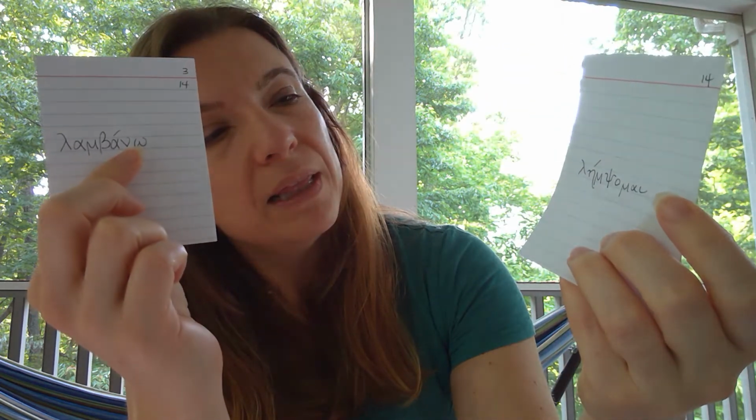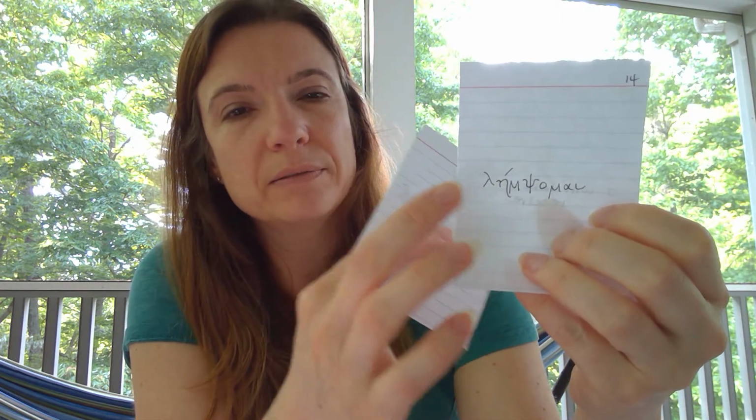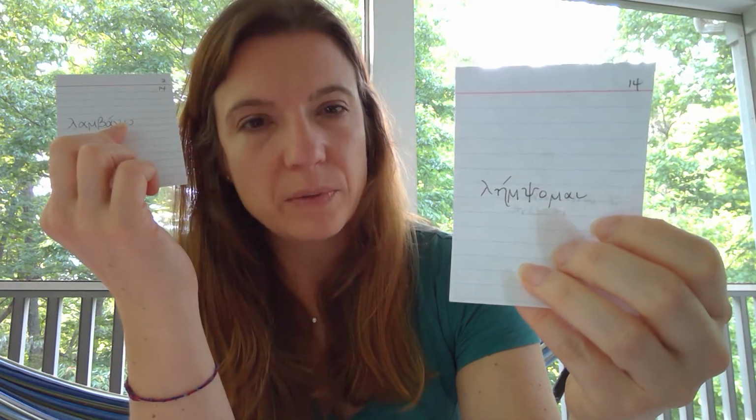Lempsomai. So our sigma is just hiding. It's just included right in here. Lempsomai. Your turn. There you go. I will take. I will receive. Lambano. Lempsomai.